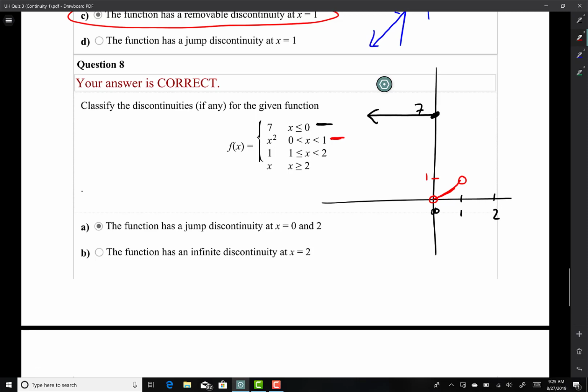Between 1 and 2, I'm going to use blue for this one. It's always 1. So I plug in this hole, and I go all the way to 2 and end on a hole. And then for everything greater than or equal to 2, I just look like the value of x. So if x is 2, that means the y value is 2. So solid because it has an equal sign. And just a linear line. There it is. Jump at 0. Jump. And another jump at 2.